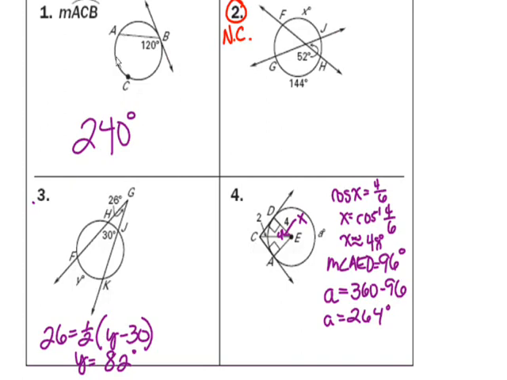All right, so in this first one, my arc is twice my angle. So 240 for that. In number 3, my angle is outside my circle. Therefore, my angle equals 1/2 the difference between the bigger y minus the smaller 30. And when you solve all this, you find out that y equals 82.